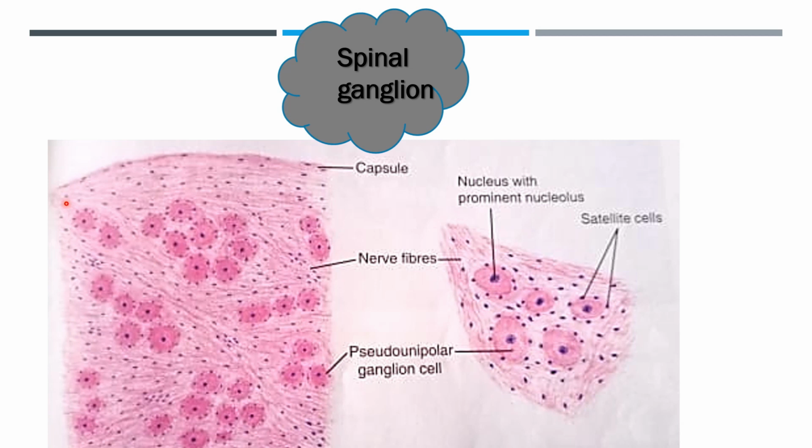How will we draw the spinal ganglion? This is an easy diagram. We have to show a part of the capsule, and then we can show nerve fibers that are running in between the aggregates of the pseudounipolar neurons. So these are the cell bodies, the high power view. The cell bodies we can see with satellite cells with flattened nuclei around them, and the nucleus is central, large, round, and having a prominent nucleolus. So this is how we draw it in groups. That is how we draw the spinal ganglion.